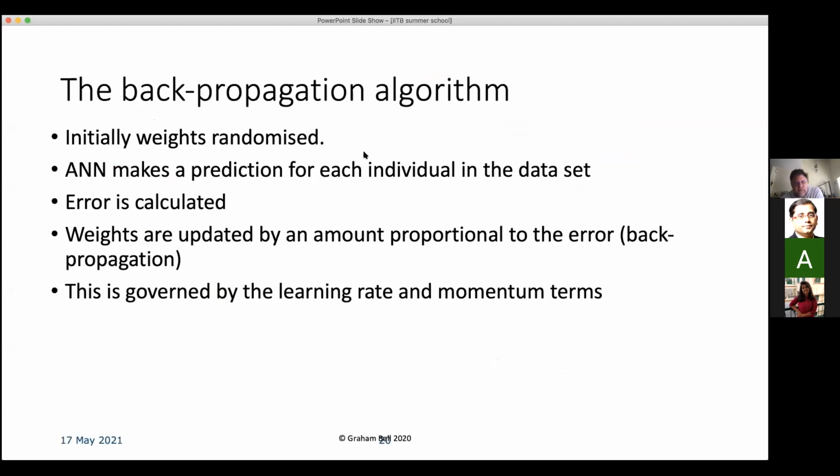So we change the weights of that neural network by what's called a back propagation algorithm. The weights are randomized. The ANN makes a prediction. We tell it what actually happened. You get an error. That error is then used to update those weights and make better predictions next time round.